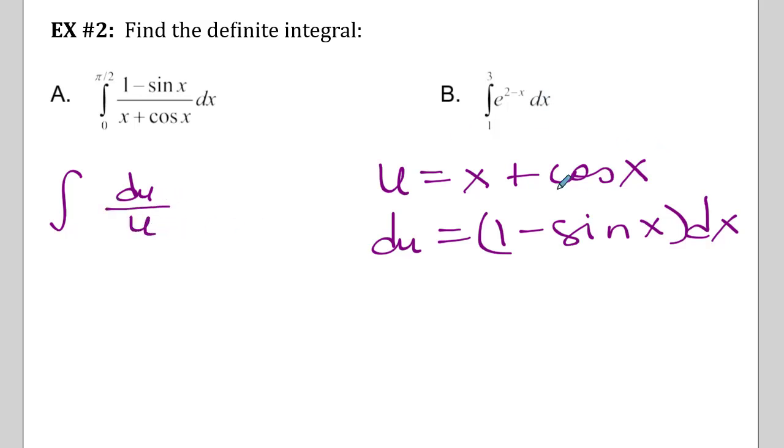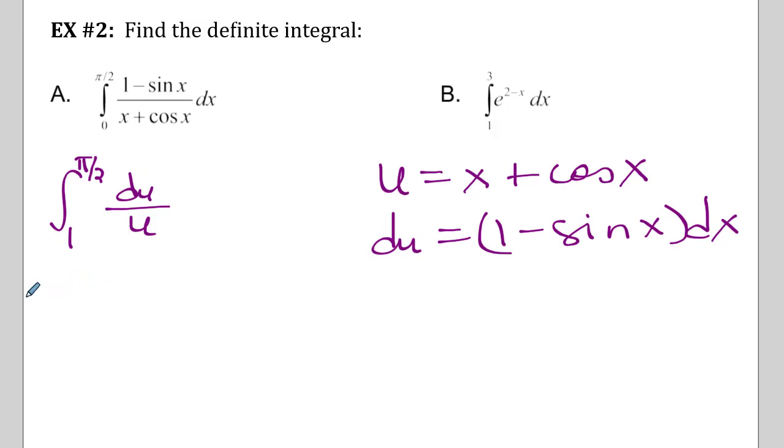Okay, and we already know that that's going to be, well, hopefully we know that's going to be natural log. As far as the limits go, we get u equals 0 plus cosine of 0. Well, cosine of 0 is 1, so our lower limit is going to be 1. And then if we put in pi over 2, cosine of pi over 2 is 0, and so the upper limit is going to be pi over 2. If you're not sure, make sure that the upper limit is larger than our lower limit.